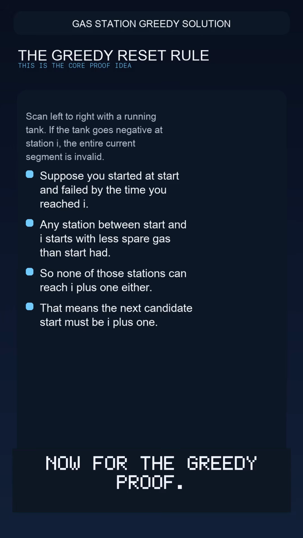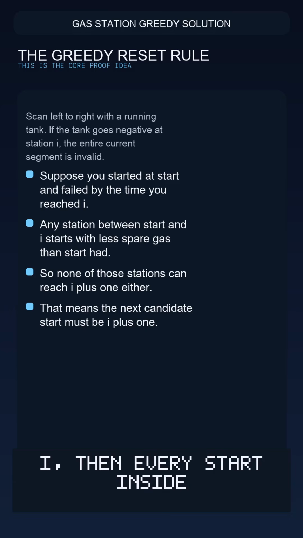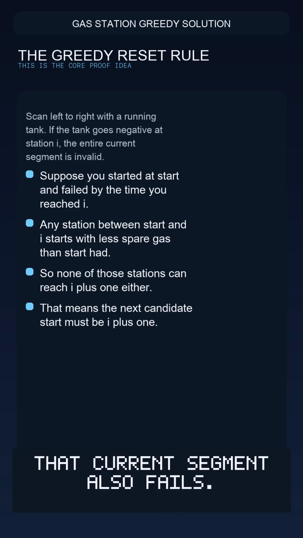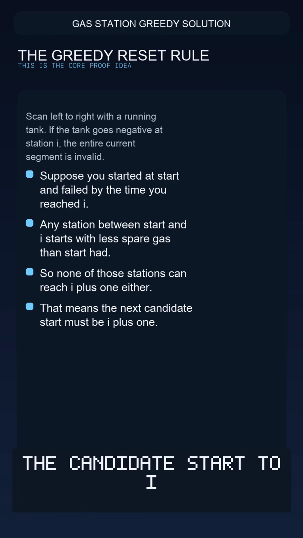Now for the greedy proof. As you scan, keep a running tank. If the tank drops below 0 at station i, then every start inside that current segment also fails, so you can safely discard the whole segment and reset the candidate start to i+1.